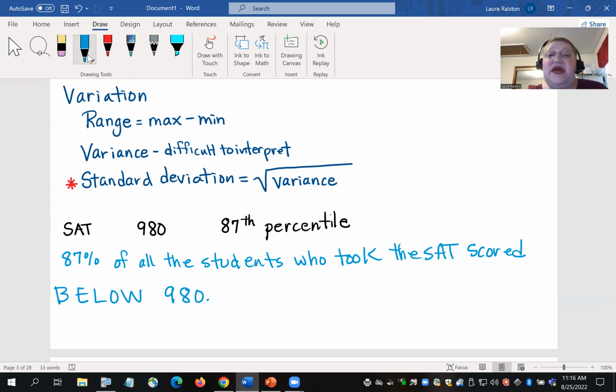Basically, I scored better than 87% of all of the other people who took the test. Okay, you always interpret it to the value below. So the percentile gives you the percentage of all the students or all the people or all the items who took the SAT that scored below, in this case, my score of 980. You always interpret it as below. Questions?